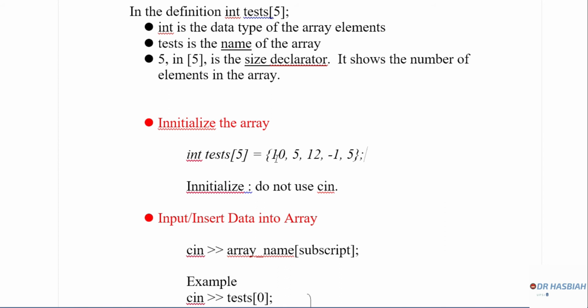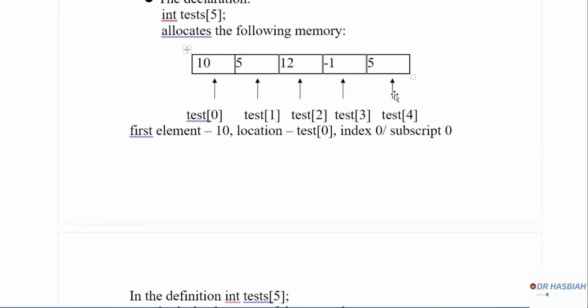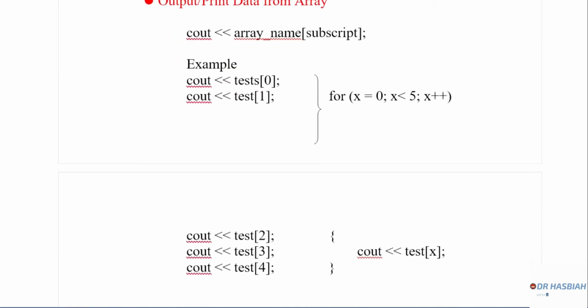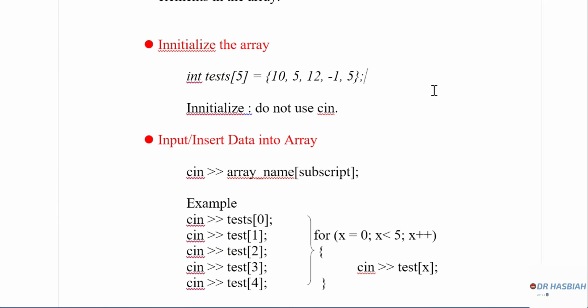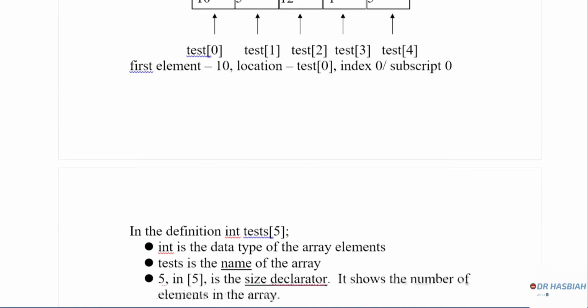If you write this initialization, let's say the boxes from just now have no value at first. With this initialization, all the boxes will have the values 10, 5, 12, minus 1 and 5. So that is the initialization.